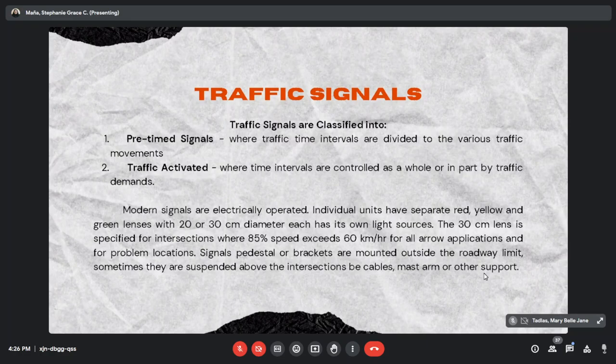Signals, pedestals, or brackets are mounted outside the roadway limit. Sometimes they are suspended above the intersection with cables, mast arm, or other support. Next slide, please.